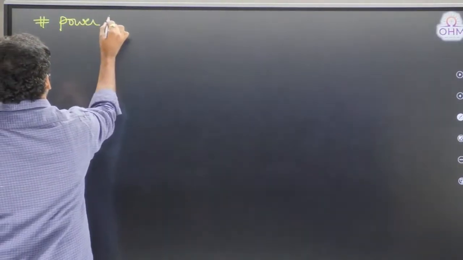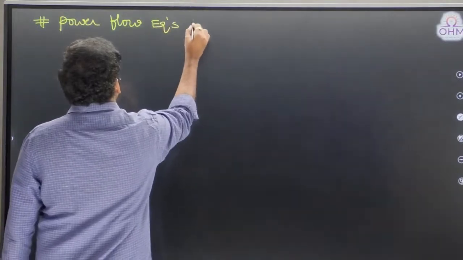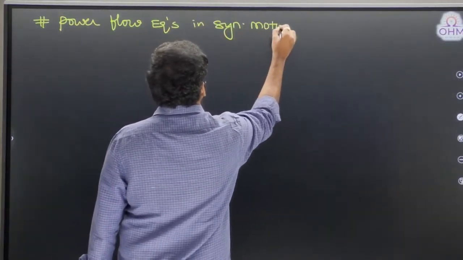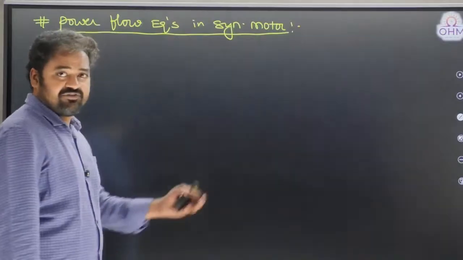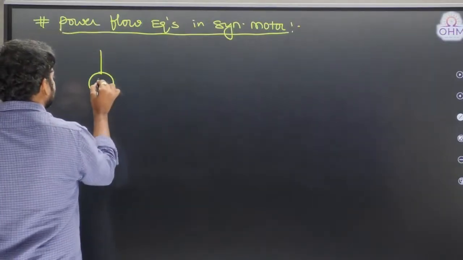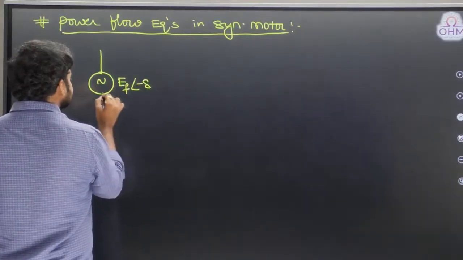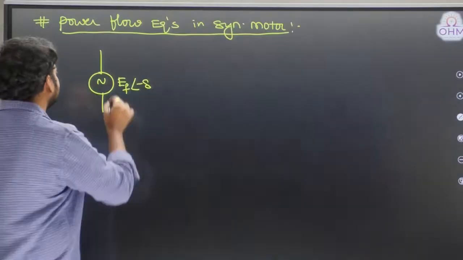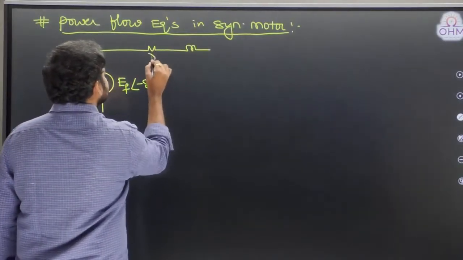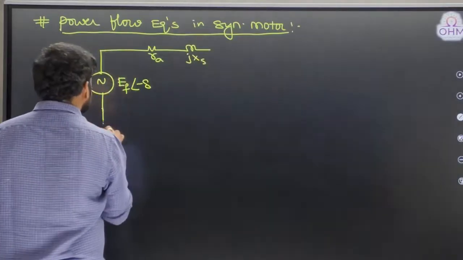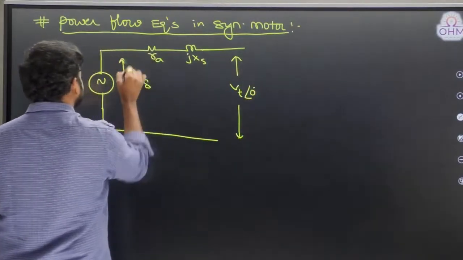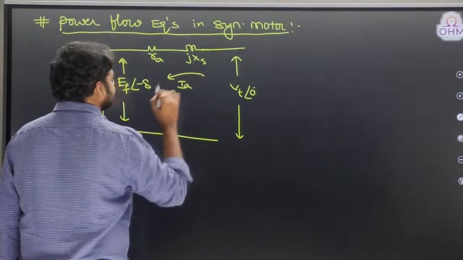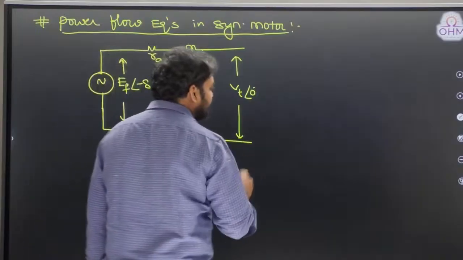Power flow equations in synchronous motor. Let us try to understand the power flow equations of a synchronous motor. First let me draw the equivalent circuit. In a synchronous motor, the induced EMF is at an angle minus delta, so it will lag the terminal voltage by an angle delta. And we have armature resistance RA, synchronous reactance XS, and then terminal voltage here, at an angle 0. Got it? And armature current will flow like this. So therefore, let us calculate input power as well as output power.